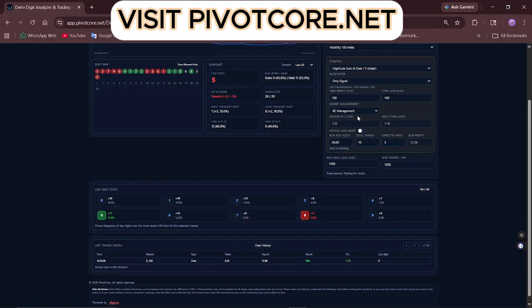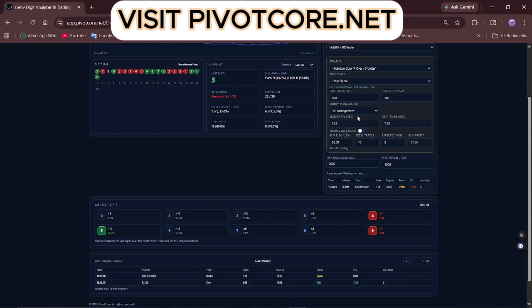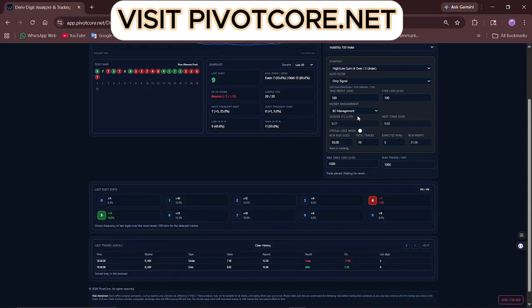In this session, I'm not just talking about the platform, I'm putting it to the test. We're running a 4 over, 5 under strategy. My goal is simple. I'm going to place 10 trades and aim for a solid 50% win rate. Let's see how the bot handles the market volatility while we sit back and watch the logic work.